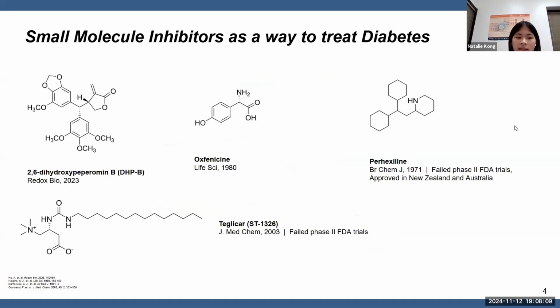In the past, inhibitors such as DHPB, oxfenicine, perhexiline, or teglicar have been synthesized and tested as potential inhibitors of CPT-1, the main rate-limiting enzyme of the system. However, in past clinical trials, perhexiline and teglicar both failed FDA clinical trials due to a lack of selectivity between two of the isoforms of CPT-1, CPT-1A and CPT-1B, which I will further discuss in later slides.